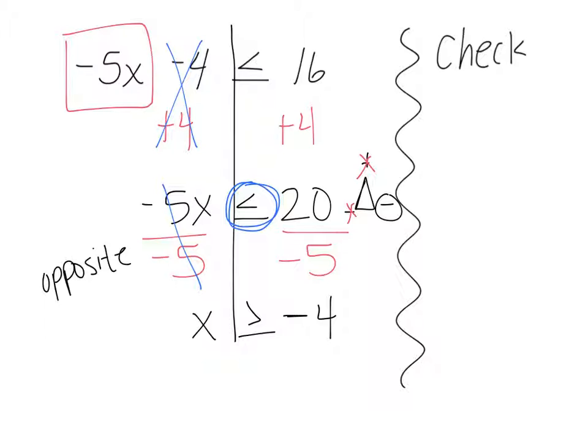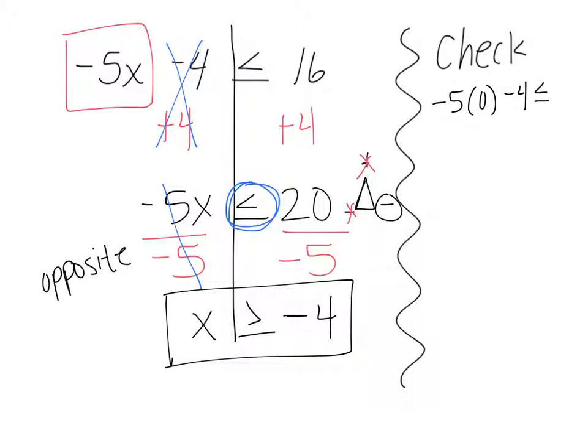So here's why checking is so important. I'm going to show you with the correct answer, and I'm also going to show you with the incorrect answer. We need to pick a number that is greater than negative 4. Let's say 0, because 0 is greater than negative 4. Everywhere I see an x, I'm going to plug in a 0. So negative 5 times 0 minus 4 is less than or equal to 16. Let's see if that works.